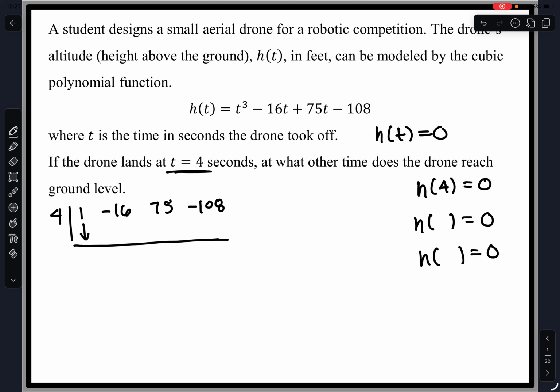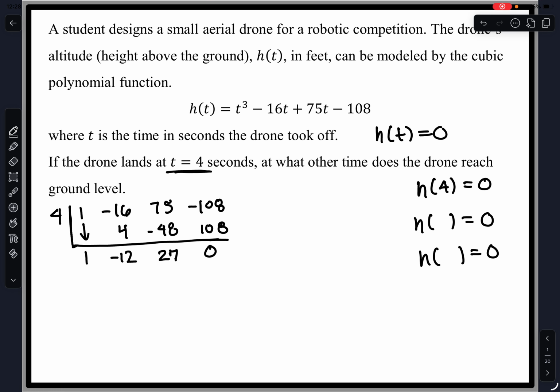So here we'll start the synthetic division by bringing down the 1, multiplying 1 and 4, and then adding these two quantities, which gives the difference of negative 12. Negative 12 times 4, that's going to be a total of negative 48, which is a difference of 5, 13... Correction, that's 27. And then 27 times 4, that's a total of positive 108, which gives a remainder of 0.